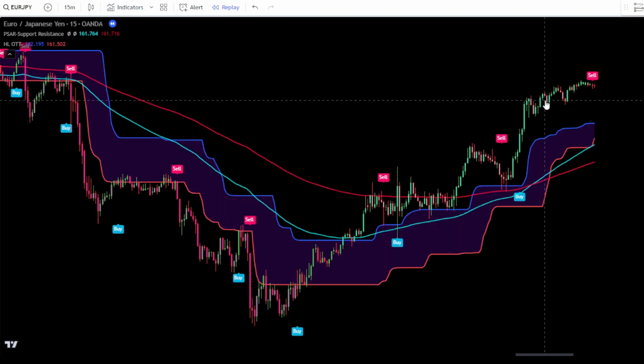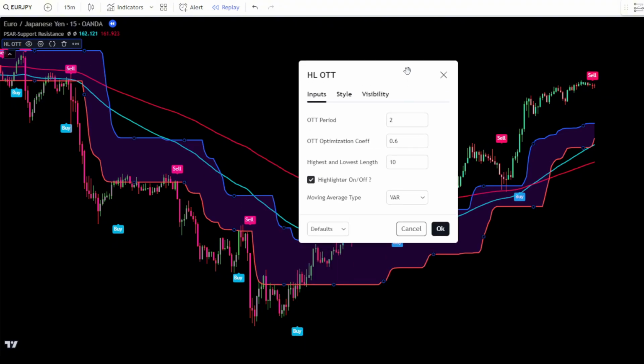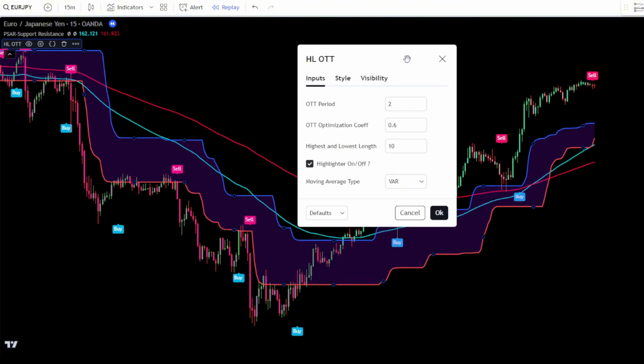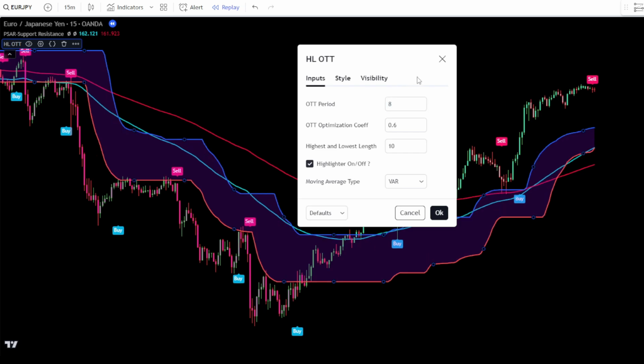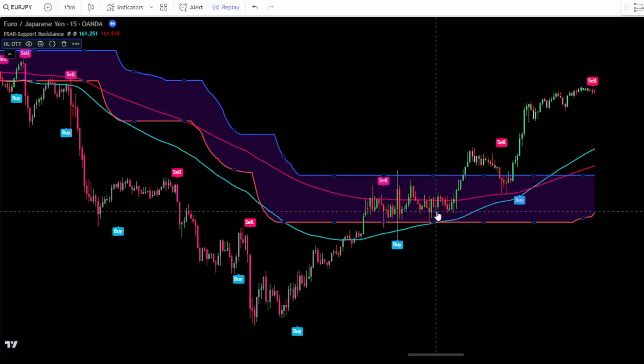After that, configure the High and Low Optimized Trend Tracker indicator. In the Input tab, adjust the settings as follows. Change the OTT period to 8. Change the optimization value to 1.5. Once done, simply click OK to save the changes.